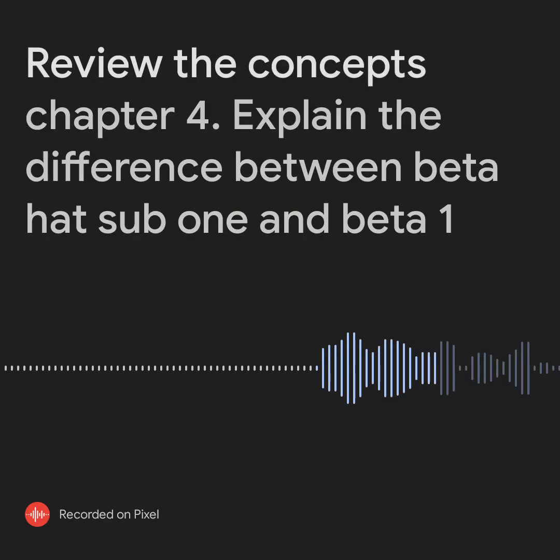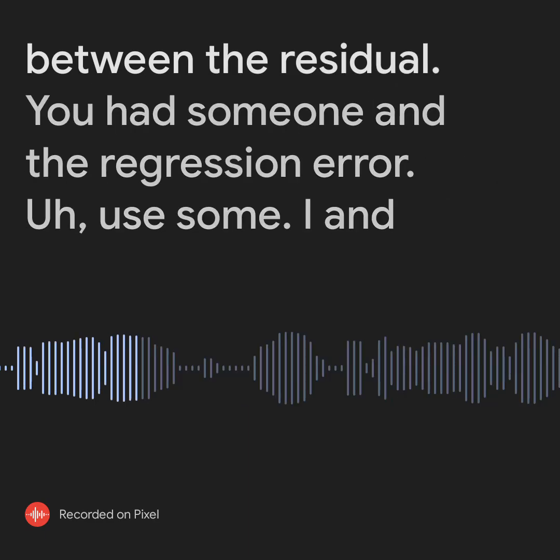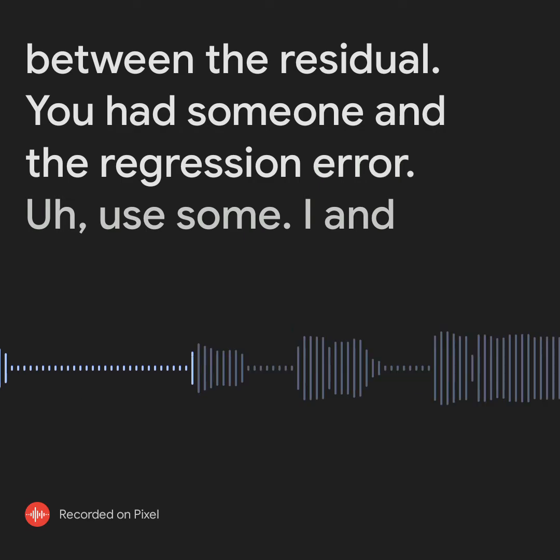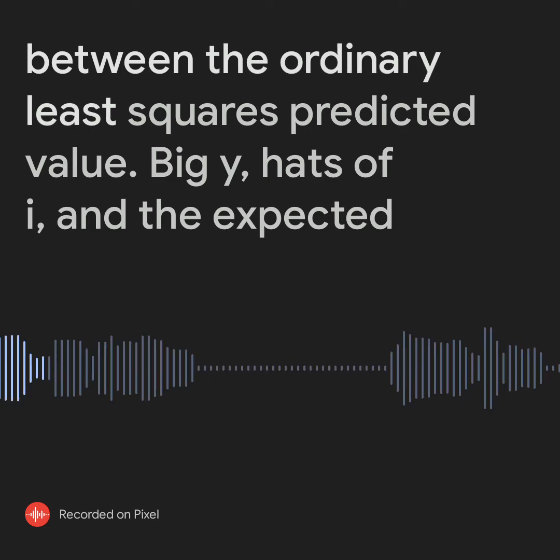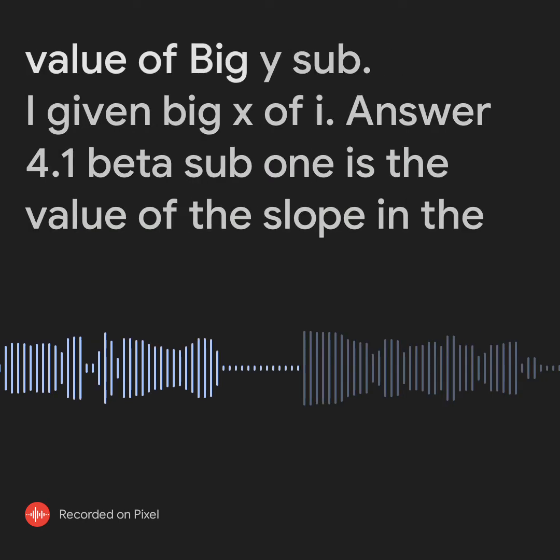Review the concepts. Chapter 4. Explain the difference between beta hat sub 1 and beta 1, between the residual u hat sub 1 and the regression error u sub i, and between the ordinary least squares predicted value Y hat sub i and the expected value of Y sub i given X sub i.